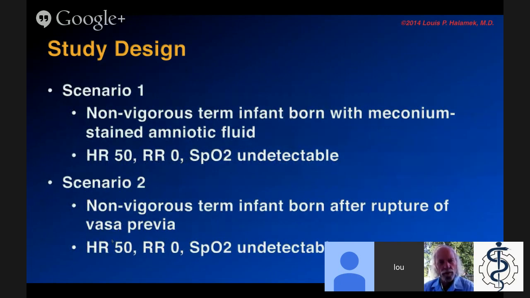The two scenarios are noted here. Really, I don't expect you to have full understanding of it, but what I want you to note is that, for example, the vital signs that the infant presented with were exactly the same in each scenario. The heart rate was 50 beats per minute. The baby was not breathing at all, so respiratory rate of zero. And their oxygen saturation was undetectable on the monitor because their heart rate was so depressed. And these vitals and these stories that you see here, these one-line clinical summaries, represent infants that are in extreme distress and need full resuscitation.